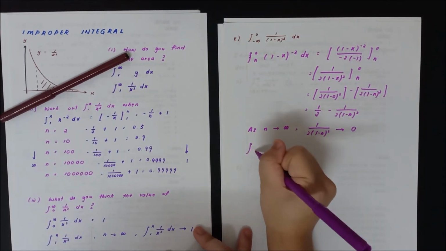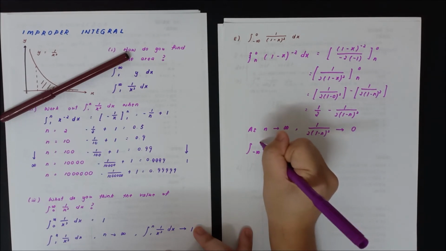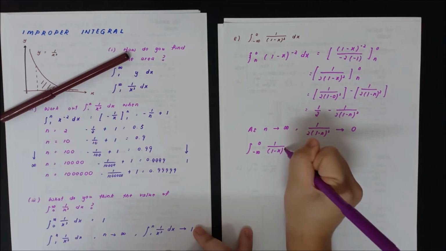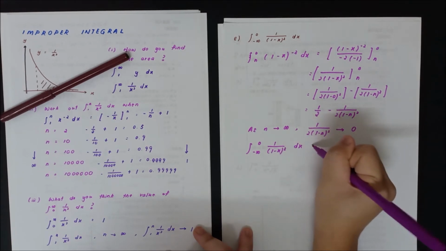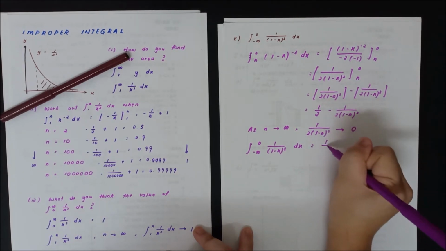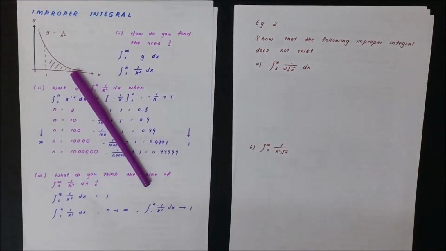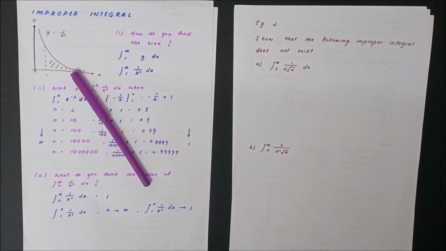So that's why your answer for the integral from negative infinity to 0 of 1 over 1 minus x cubed dx will be equal to, what do you have left here? 1 over 2. Okay, so that's it. Then after that, we'll be looking at the other example. Okay, so now let's continue with the second example.